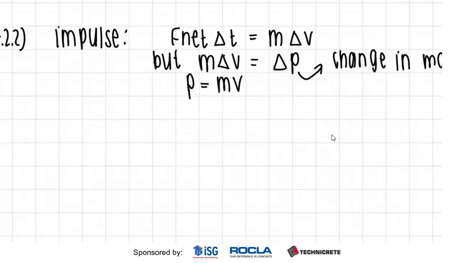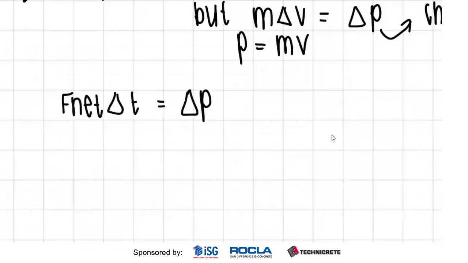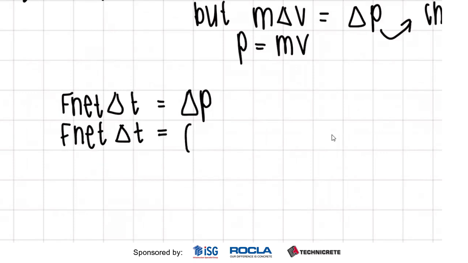Now we can write this out nicely. F net, which is the one that we're looking for, times the change in time is equal to the change in momentum. And we know momentum is mass times velocity. So that's the final mass times velocity minus the initial mass times velocity, because the change is always the final minus initial.